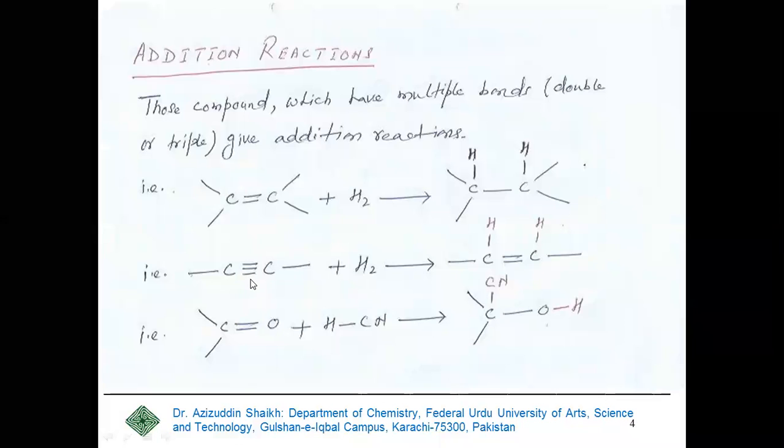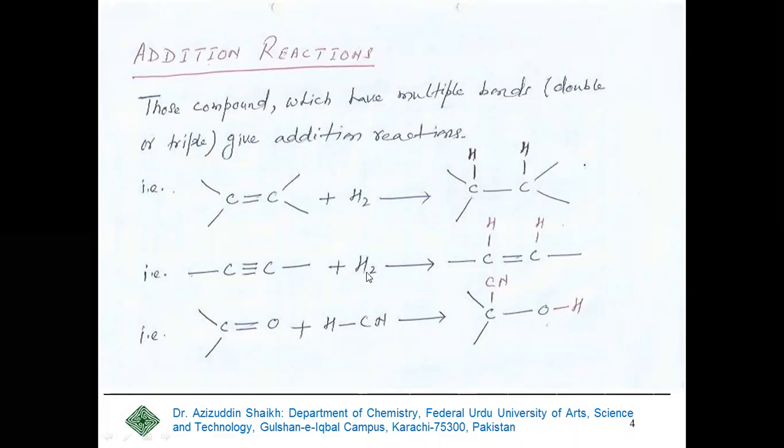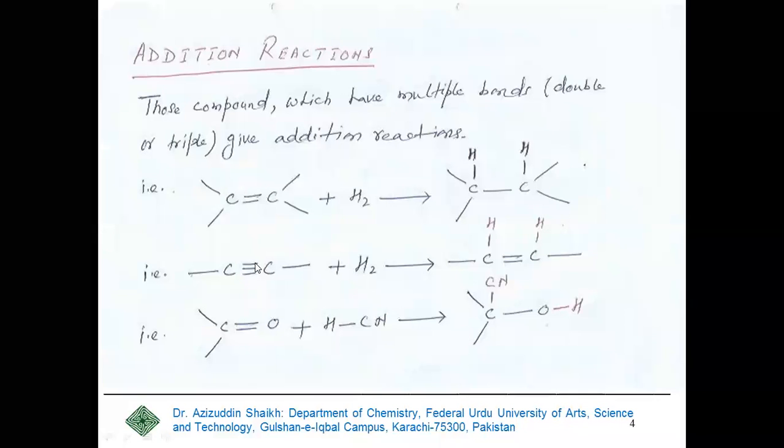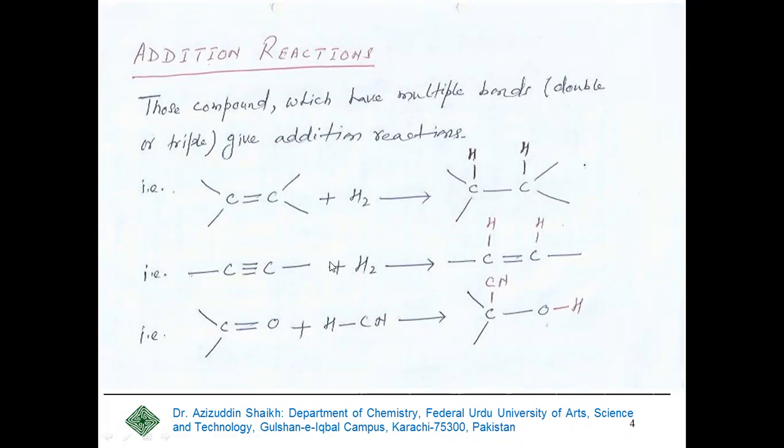Another example is alkyne, where a triple bond is present. If a hydrogen molecule is added, there is one sigma bond and two pi bonds. Of the two pi bonds, one pi bond will be broken and a hydrogen molecule will be added. In another step, if you do not control it, the reaction will proceed further, another pi bond will be broken and another hydrogen molecule will be added. So these are two examples of addition reaction.